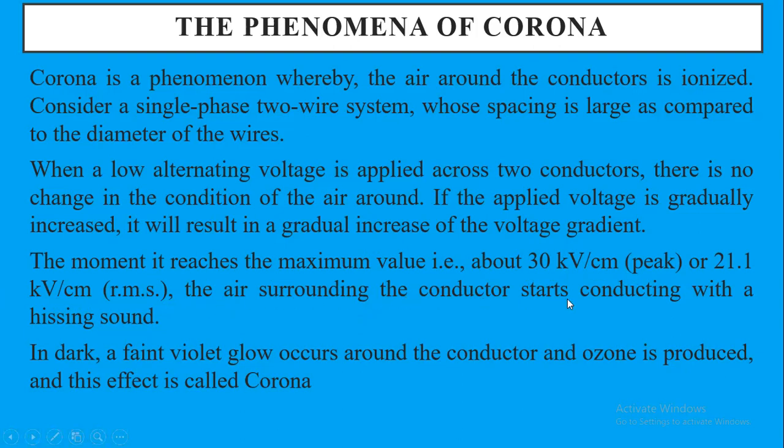The air surrounding the conductor starts conducting with a hissing sound. It is also a vibrating sound, also a humming sound, we can say a hissing and chattering sound, which can be heard near the transmission line tower. In the dark, a faint violet glow occurs around the conductor and ozone is produced, which appears due to the corona effect. And this effect is called the corona.